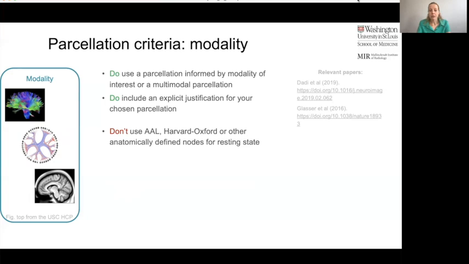It's also a good idea in general to include specific justifications for your choices in this category and in all of the other considerations that we mentioned as well. And one specific piece of advice here is not to use atlases such as the AAL and the Harvard-Oxford Atlas for resting state network neuroscience analysis. That's because these atlases have been derived on usually quite a small number of subjects based on anatomical landmarks. And it's been shown that those boundaries in those regions don't match particularly well with functional organization in resting state data. For example, the first paper in the list of relevant papers shows that a little bit in more detail.